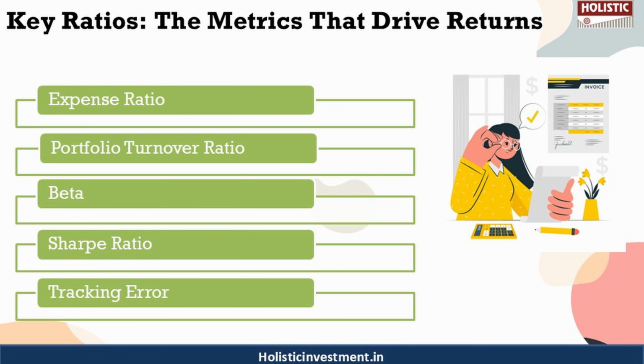Two funds might both return 12%, but the one charging 0.5% fees and delivering a 1.2 Sharpe ratio is a no-brainer over the one at 1.5% fees and a Sharpe of 0.8, right?